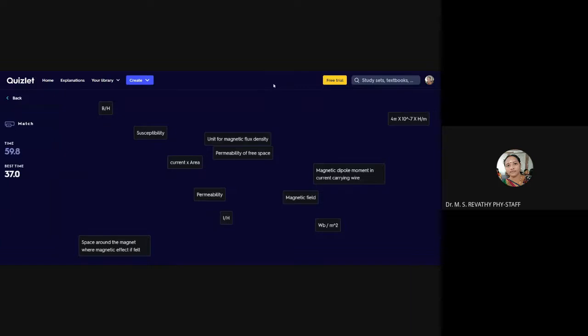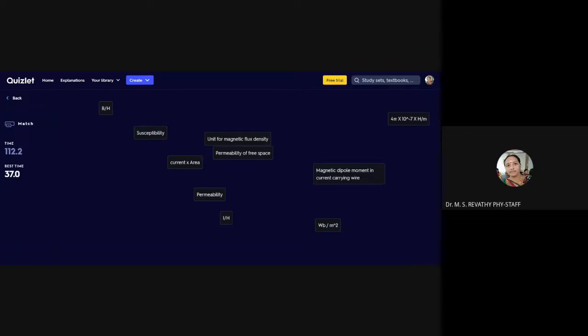Choose one and match it, for example, with the space around the magnet where the magnetic effect is felt. It was actually a definition of one term. Magnetic field, ma'am. Let us check whether it matches with magnetic field. Yes, it vanished away. Like that we are going to do similar things. What you have said is correct. Thank you, Hemant.